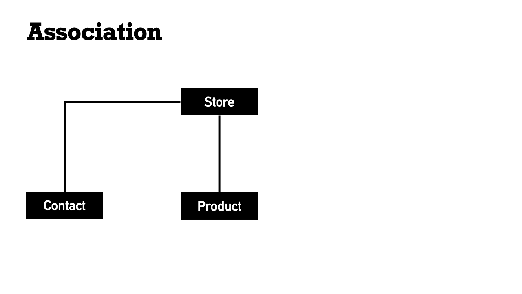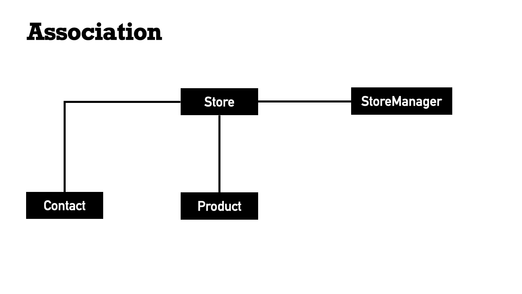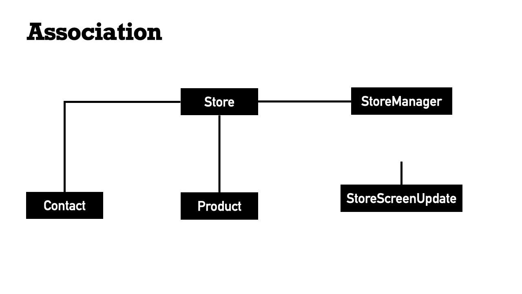Okay, let's proceed. Let's define the association that we have identified previously, which are store and store manager class, and between store manager and store screen update. So these are all our association. In UML, association is represented using a solid line.